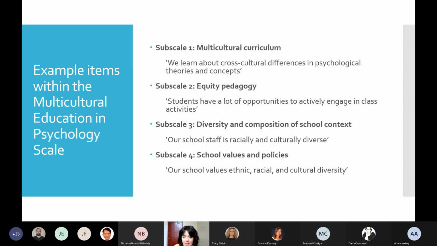So here are some example items from each of the subscales, just to give you a sense of what the dimensions targeted. So I'll let you glance down through those for a second. So the wording of the items reflected both the findings from the qualitative study and the aspects of multicultural education outlined by Banks. But please do contact us if you wish to have a copy of the full scale. We'd be happy to share the full scale with you.